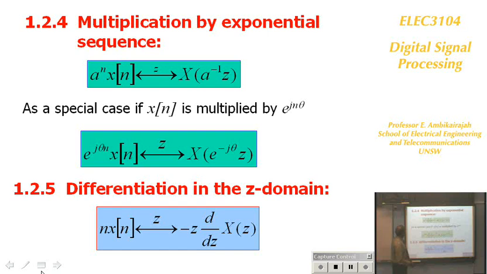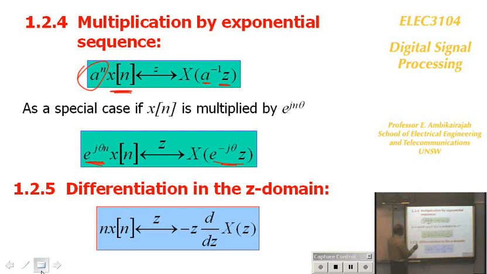Here is another example, where you have multiplication by an exponential. You take a signal x[n] and multiply it by an exponential signal a^n. If you do that, your transform is going to be X(a^(-1) z), so wherever there is z, you replace it by a^(-1) z. Similarly, if you multiply by e^(jnθ) and take the Z transform, it will be X(e^(-jθ) z). We will use the application later.